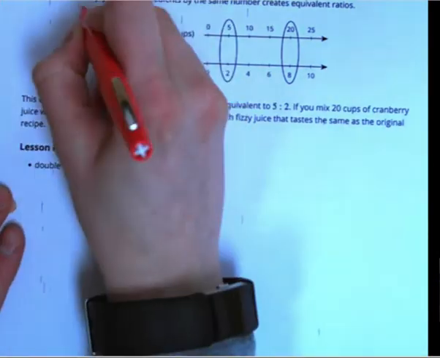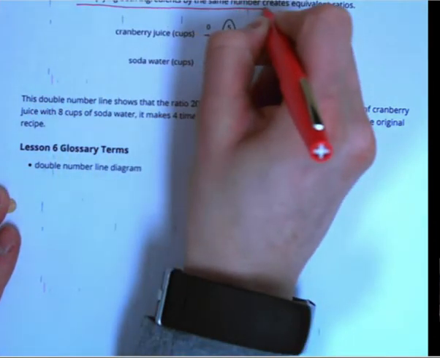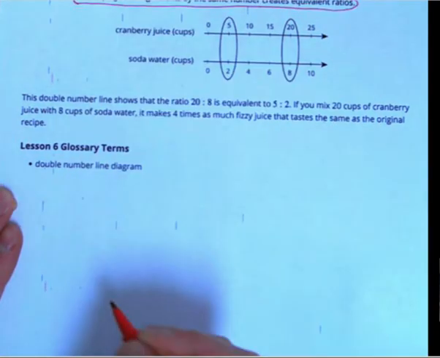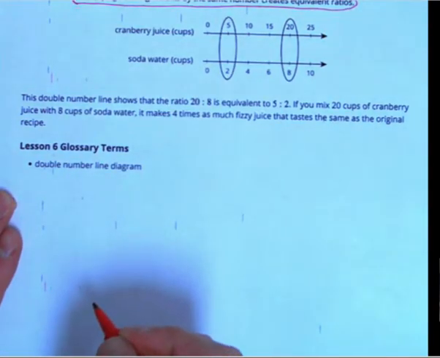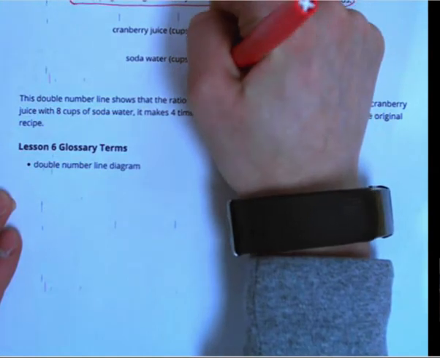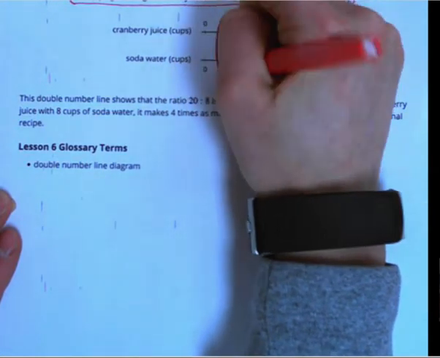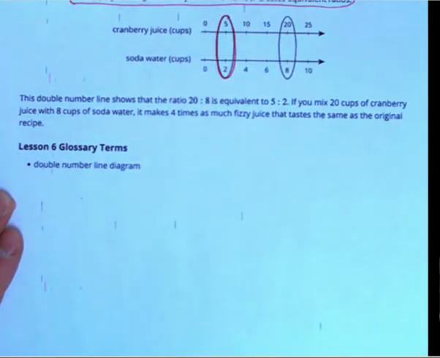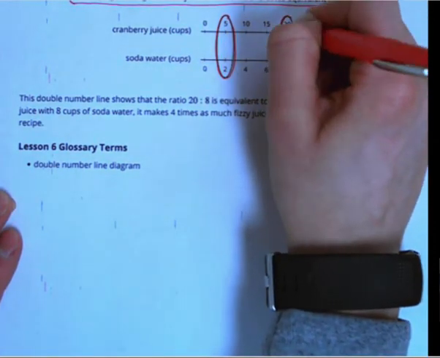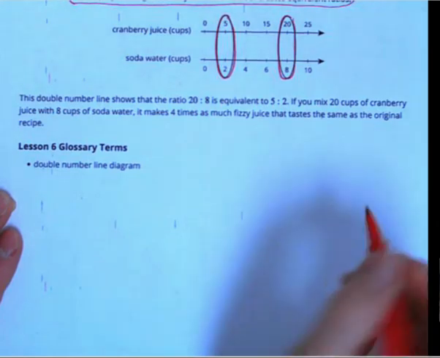We multiply both ingredients by the same number to create equivalent ratios. And we know that they are equivalent because they are going vertical, straight up and down. We don't have anything going slanted or diagonal. Okay. In this example, we know that these are equivalent because they're both going straight up and down.